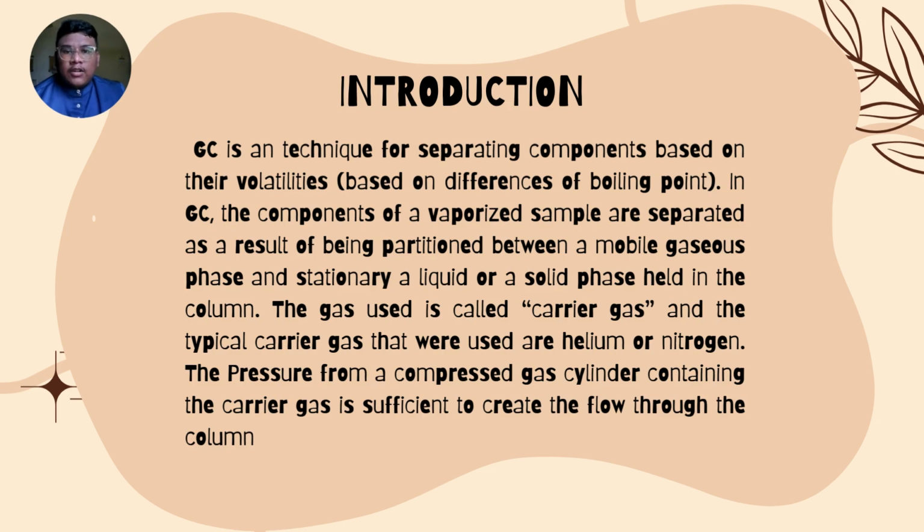In GC, the components of a vaporized sample are separated as a result of being partitioned between a mobile gaseous phase and a stationary liquid or solid phase held in the column. The gas used is called carrier gas, and the typical carrier gases used are helium or nitrogen. The pressure from a compressed gas cylinder containing the carrier gas is sufficient to create the flow through the column.